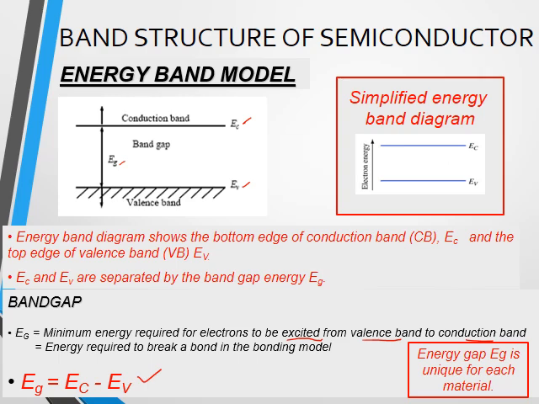For example, if the value of Eg is given as 1.12 electron volt, thus for the electron from the valence band here to jump to the conduction band, it needs at least 1.12 electron volt of energy. And the band gap for all materials are unique, which means there are no two materials that have the same Eg value.